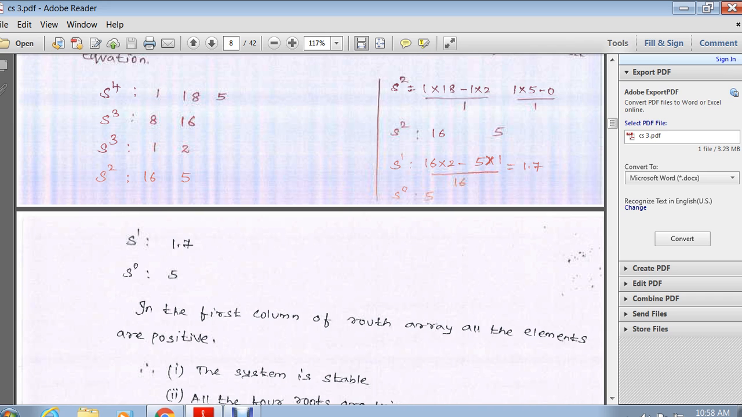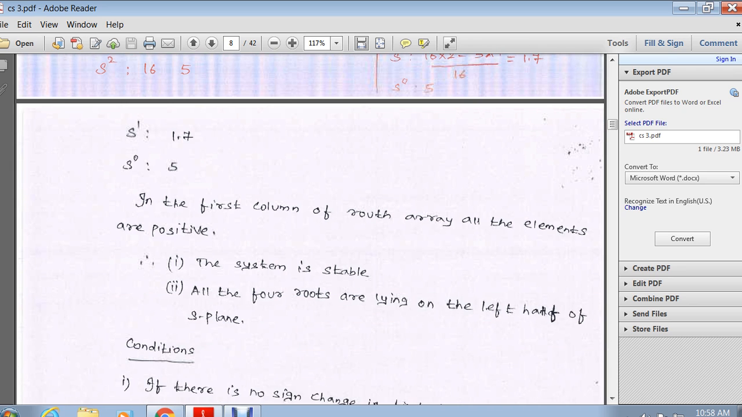Similarly, we need to find the s power 0 also. S power 0 means we have to get 1.7 into 5 minus 0 into 16 by 1.7. This will be equal to 5. So in the first column of the complete row, all elements are positive.